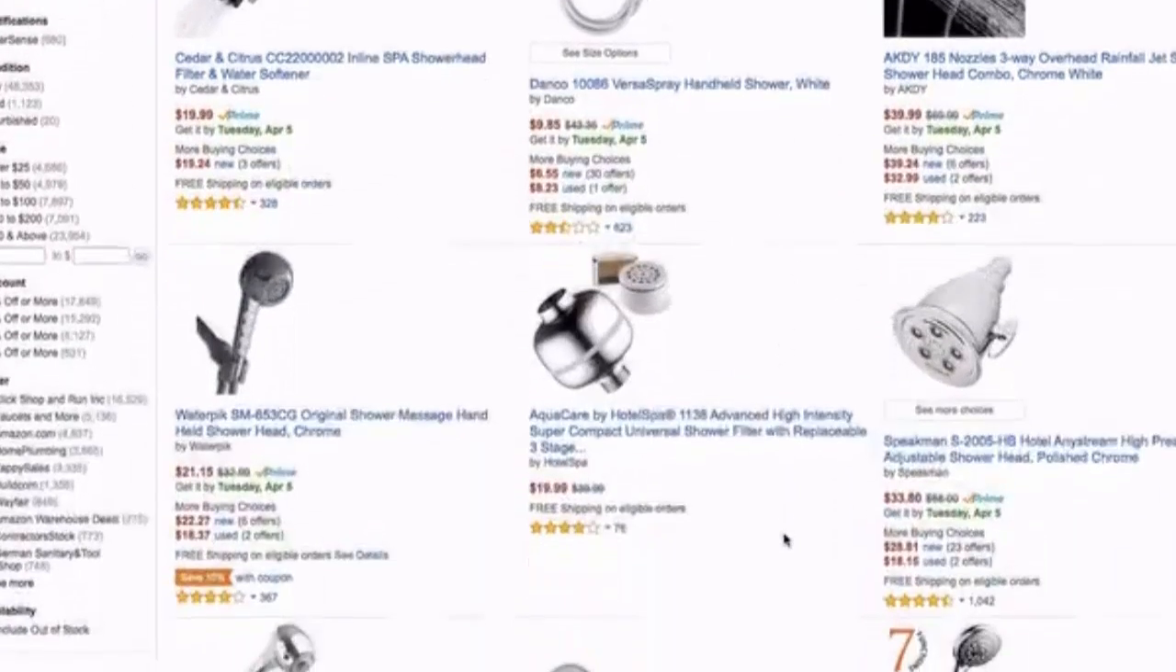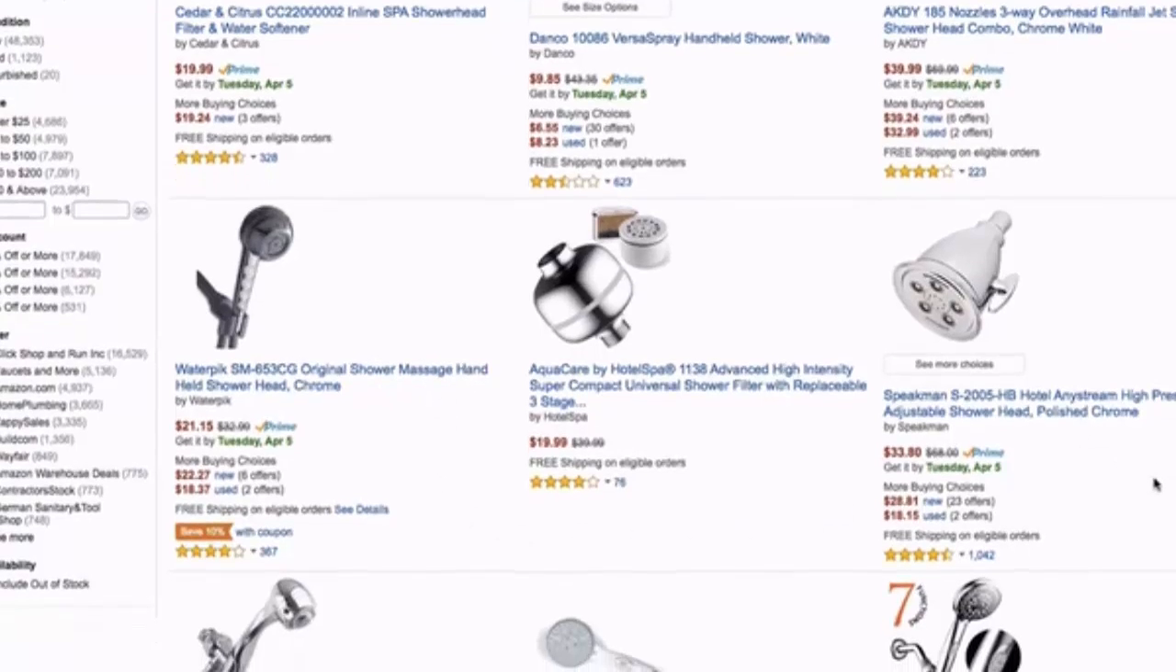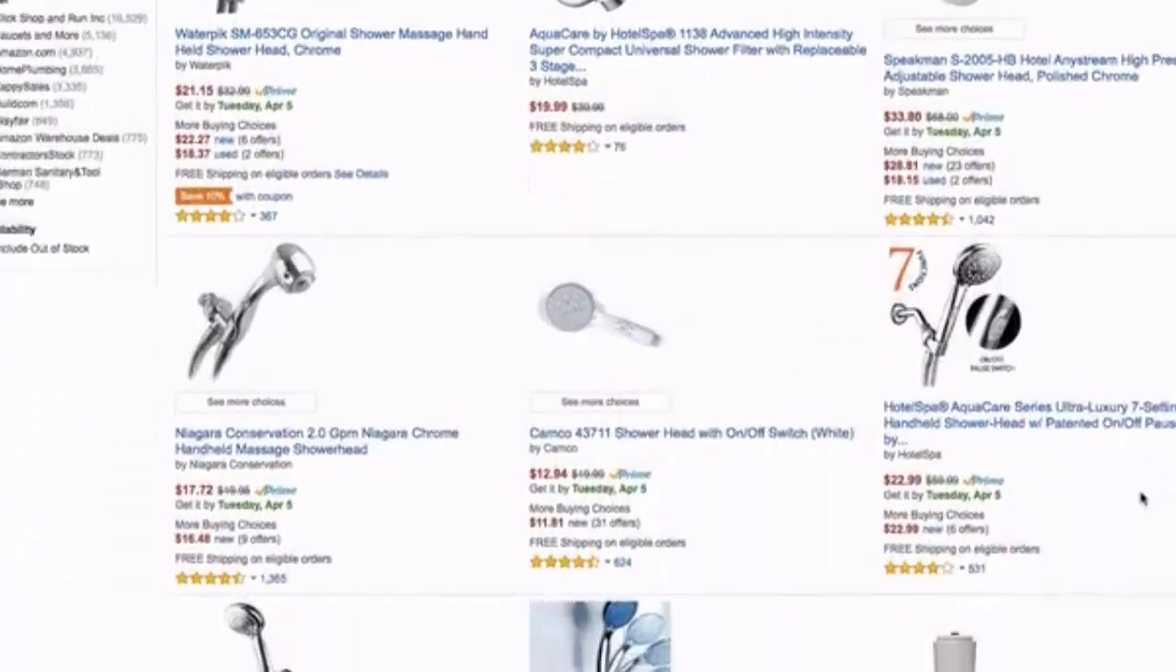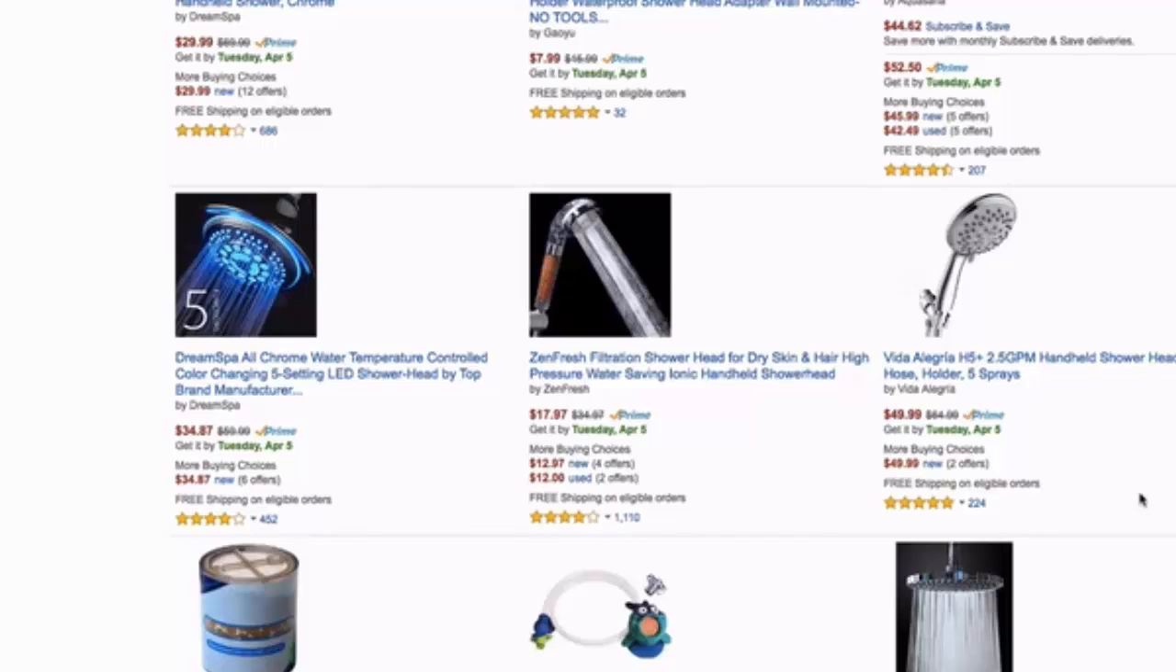There's all sorts of shower heads, and you can see some of the subcategories here, like original shower, massage, handheld shower head. So a massage shower head, you have a high pressure type shower head. So I like what I see here, and it's definitely something that I would put on the list.